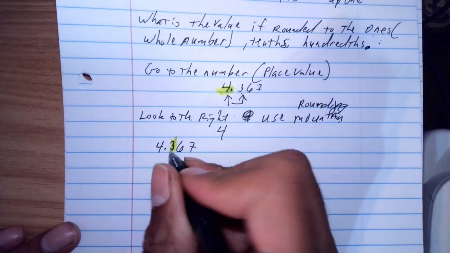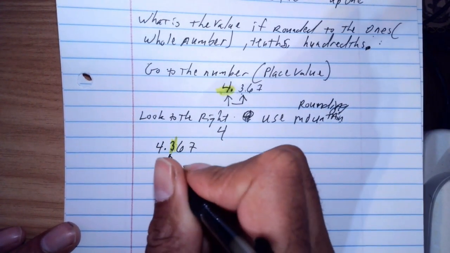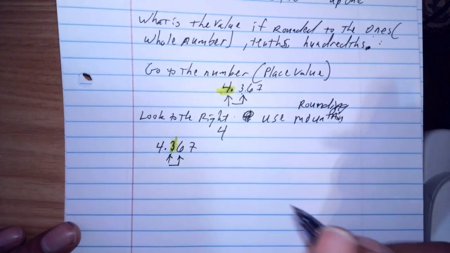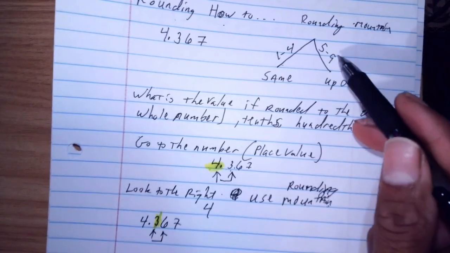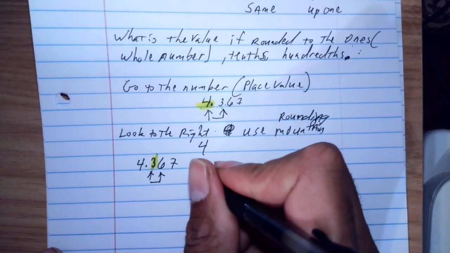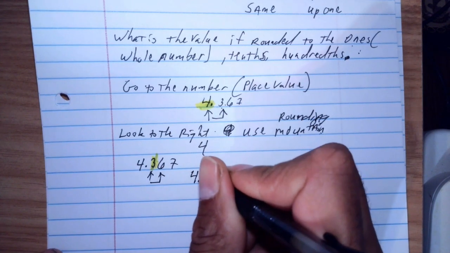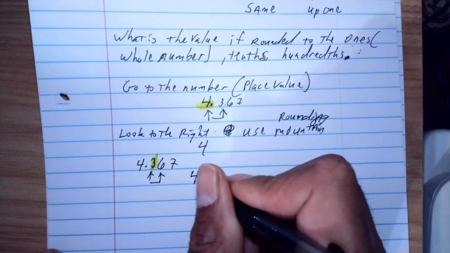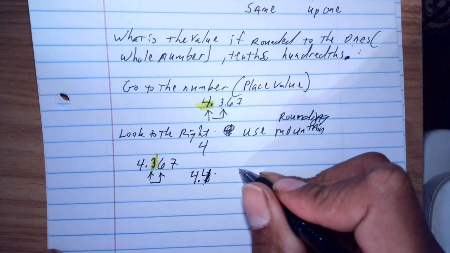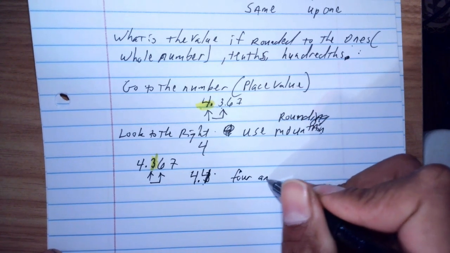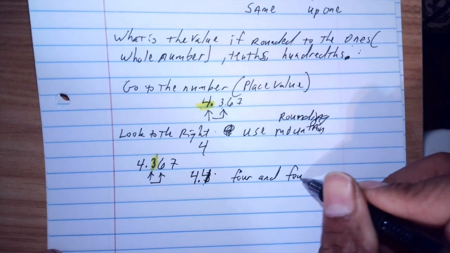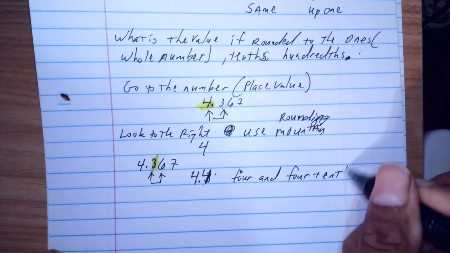So I'm going to start at the tenths. I'm going to look to the right. It's a 6. I look at the rounding mountain. A 6 is on this side, so I slide up. And then my answer would be 4 and 4 tenths. Okay?